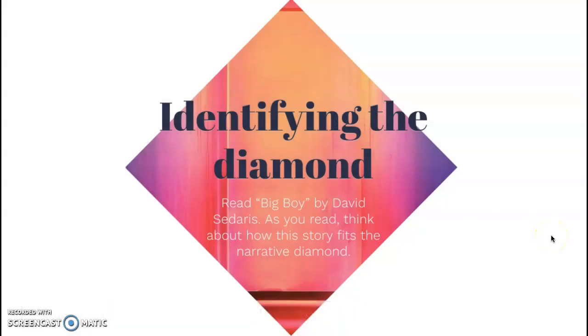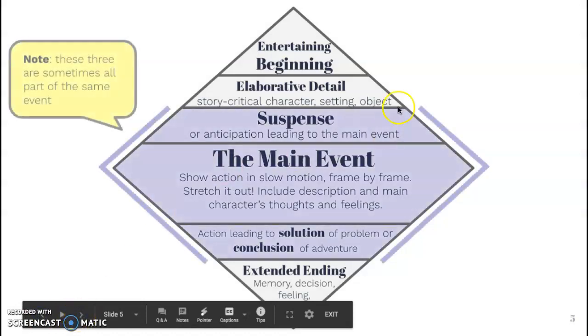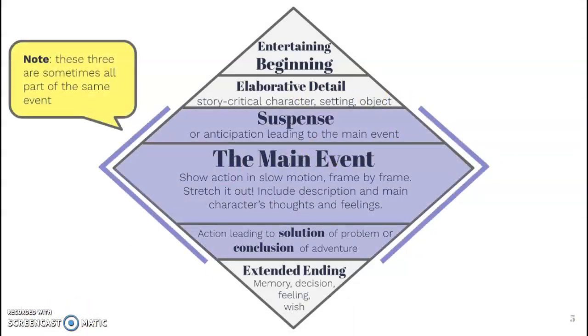So today, what you're going to do is you are going to read Big Boy by David Sedaris. And I hope you think it's funny. As you read, think about how this story fits the narrative diamond, because then I'm going to have you mark up the story so that you can show us where you think each part of the narrative diamond begins and ends. It probably wouldn't be a bad idea to have this in front of you as you're going through your story.